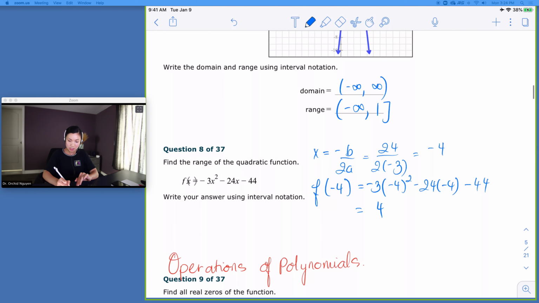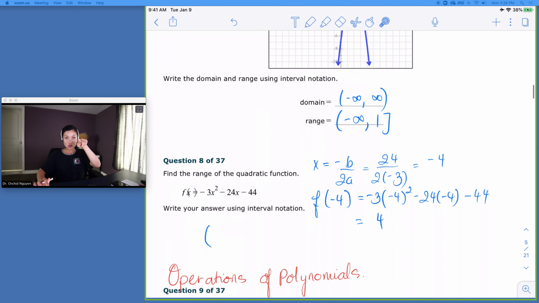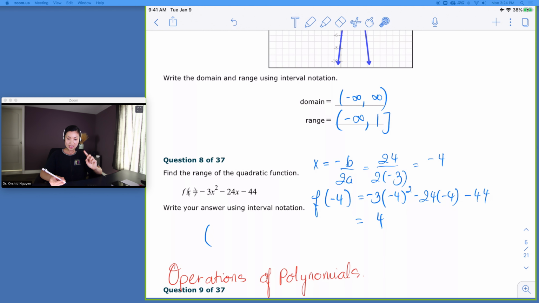So the range is going to be, you see that we have a negative number right here. So it's similar to number 7. So we're going to get the max. So we start from the bottom, which is negative infinity, and then we stop at 4. Okay, if you have the minimum, you start at that point and then we go up to infinity. But for the max, we start at negative infinity and we stop at the max.